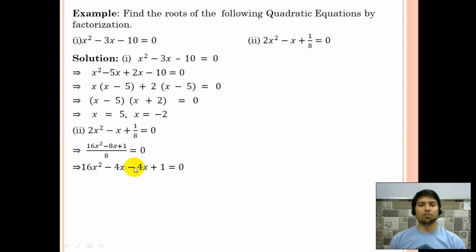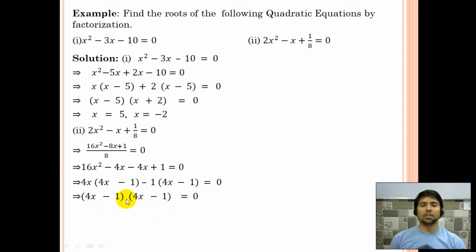Now minus 8x can be written as minus 4x minus 4x by using the middle term splitting. From these two terms we can take 4x common, and from the other two terms we can take minus 1 common. So we have taken 4x and minus 1 common in both the pairs. Then 4x minus 1 and 4x minus 1 is common in both, so we take 4x minus 1 common and put what is left, 4x minus 1, in another bracket. Then we get 4x minus 1 into 4x minus 1.